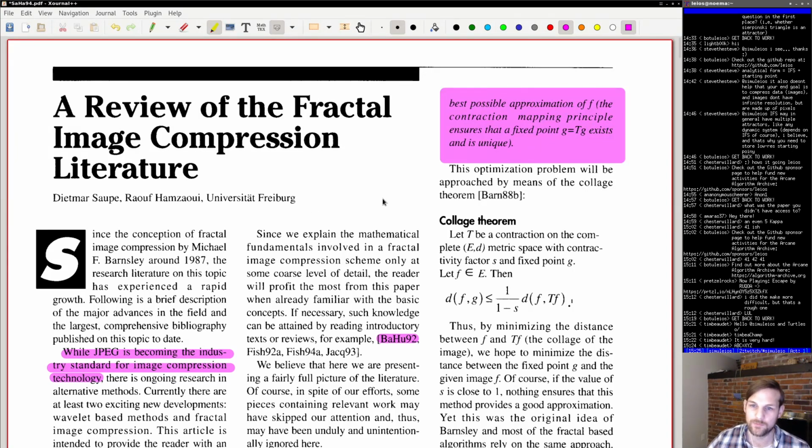This optimization problem will be approached by means of the Collage Theorem. Now, I don't know the Collage Theorem. That's something I need to learn.